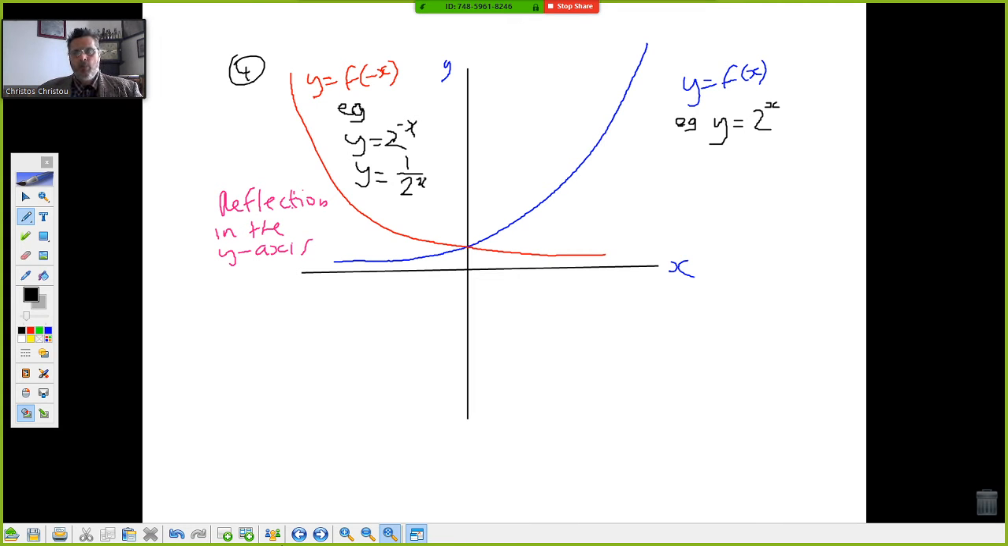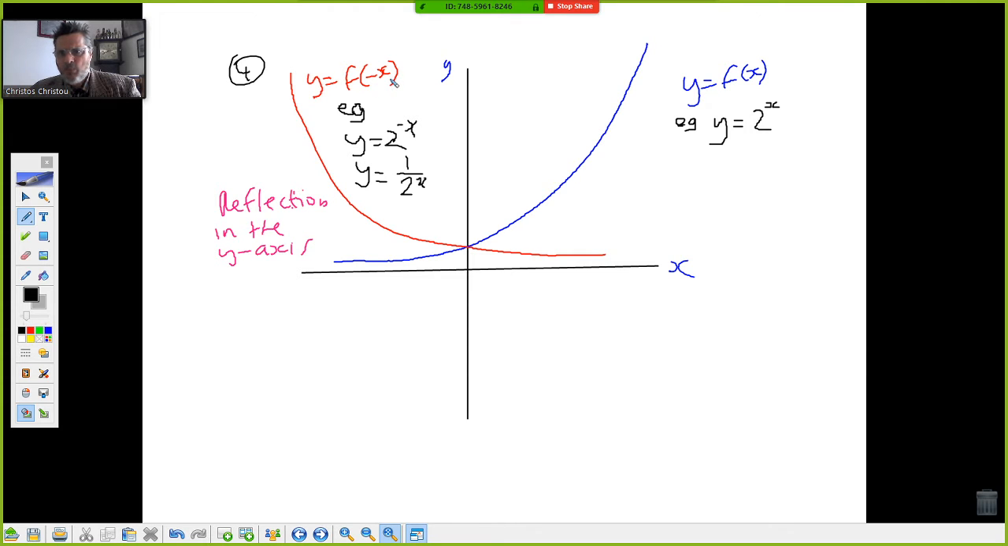So this time I wanted to use an exponential graph. Again, you've plotted exponential graphs. You know how they sort of take off, or if they're negative powers, they take off around the other way. So I've called this one y equals 2 to the power of x, my original function. If I reflect it in the y-axis, my new function is y equals f of minus x.